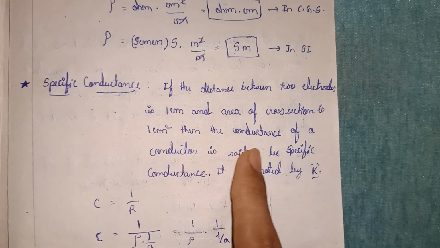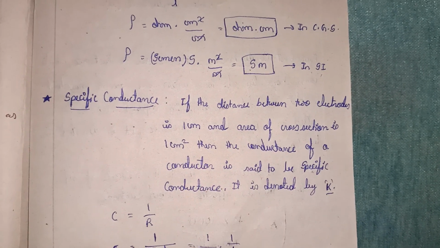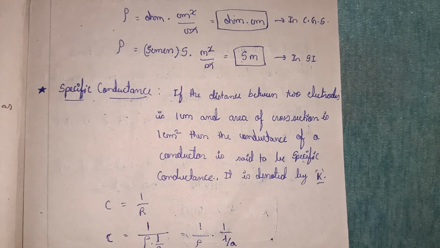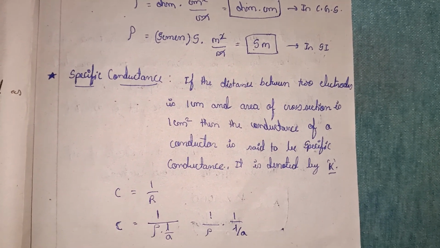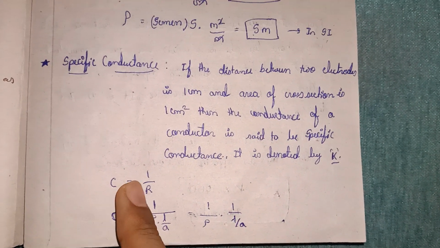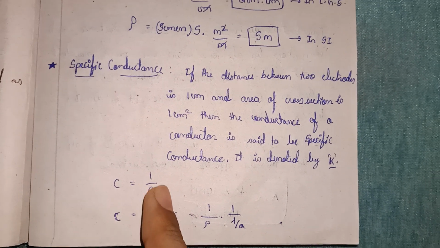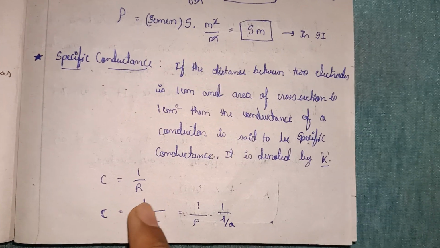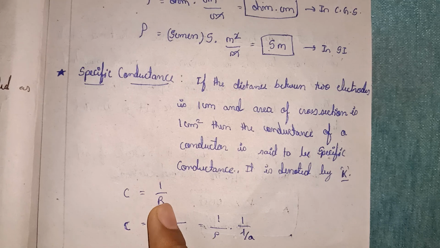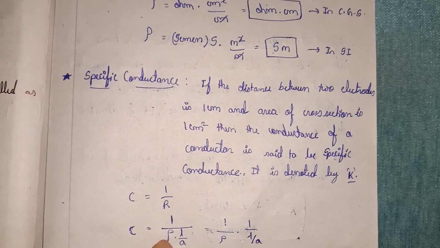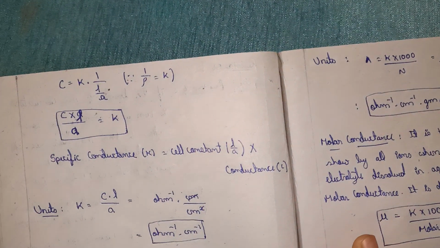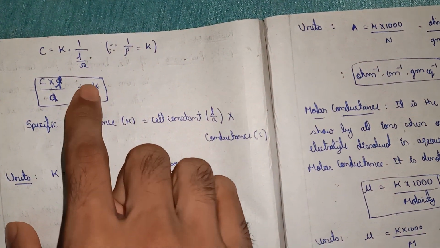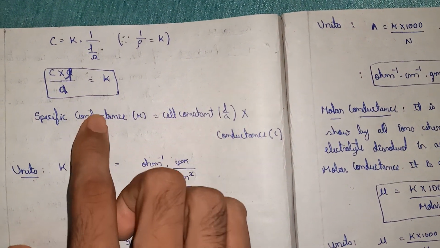Now going to specific conductance: if the distance between two electrodes is 1 centimeter and the area of cross section is 1 centimeter square, then the conductance of the conductor is said to be specific conductance, and it is denoted by K. We know that C equals 1 by R, because conductance is the reciprocal of resistance. But I know the value of R as rho into L by A. Therefore, by substitution, I get C into L by A equals K, where K is the specific conductance.